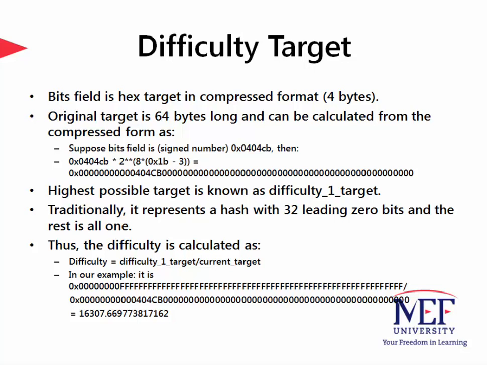For instance, suppose the bits field is 0404CB, which is a signed number. Then the 256-bit target is as given. So it's a kind of one-to-one map here. So let's define the highest possible target to be the difficulty 1 target. And we note that traditionally it represents a hash value with 32 leading 0 bits, and the rest is all 1. So therefore the difficulty is calculated as difficulty 1 target divided by the current target. So in our example, we can calculate the difficulty to be 16,300.